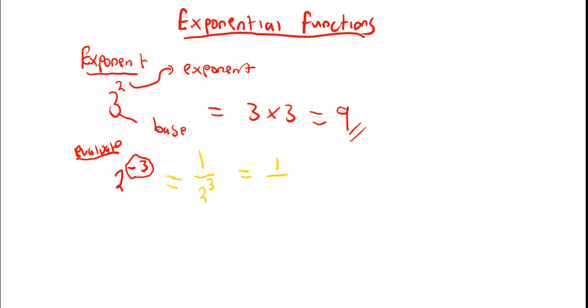So if you have been told to evaluate a negative index, the first thing that you're supposed to do is to express the negative index as a positive index. Then secondly, you now proceed with the evaluation, which is just basically finding the exact value. All right, let's move to the next step.